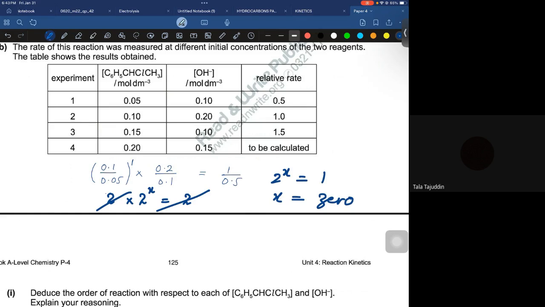If you take experiment 1 and 3, the thing is that I'm going to find out the order with respect to the concentration of OH minus, so it should not be the same. It should not be the same. I cannot take 1 and 3. So the next possibility is obviously 1 and 2. That's why I have taken experiment 1 and 2, okay?